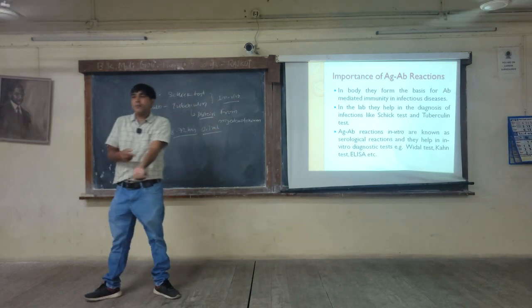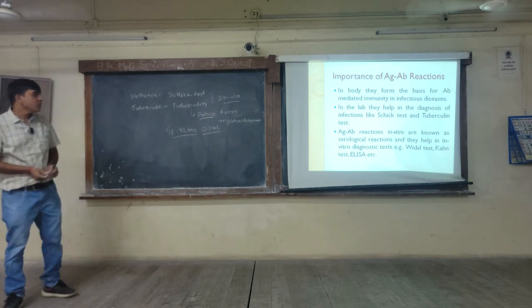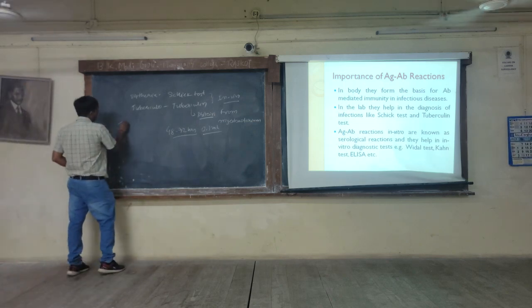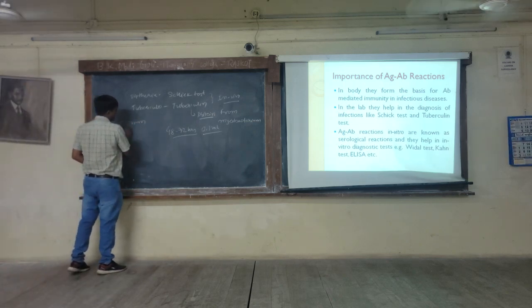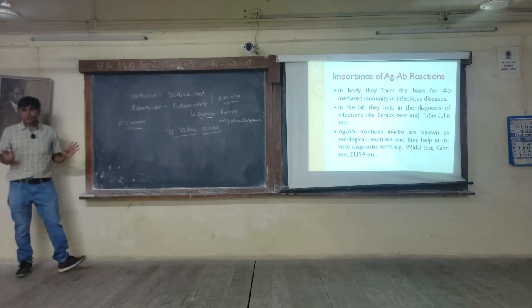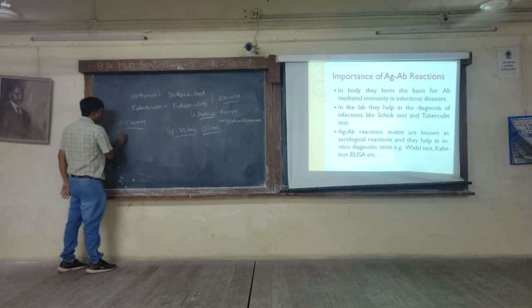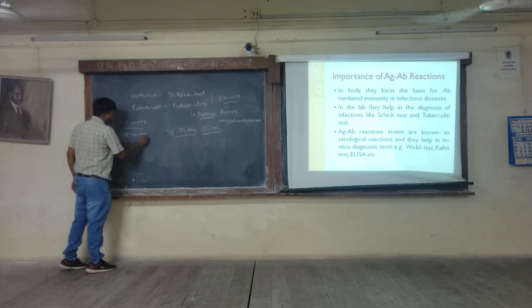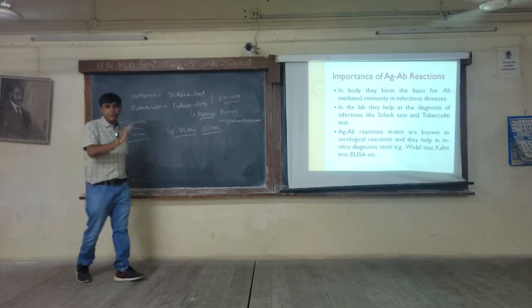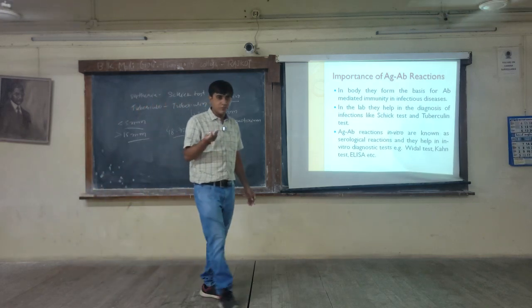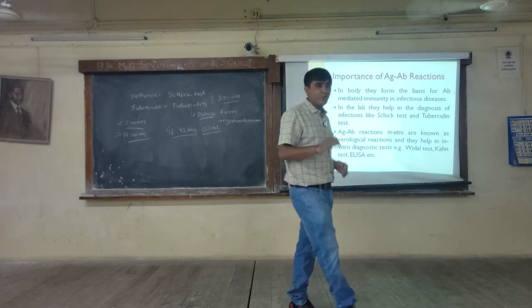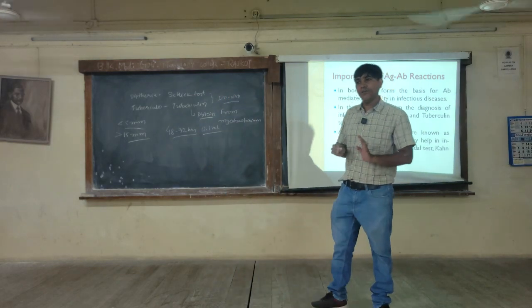And they will read the diameter. Normally the diameter less than 5 mm is suggestive of no tuberculosis and diameter more than 15 mm is always suggestive of tuberculosis. Confusion? More than 15 mm is always suggestive of tuberculosis.